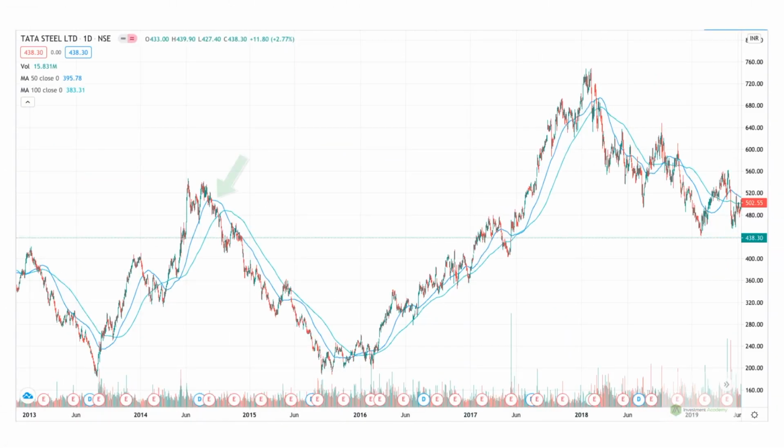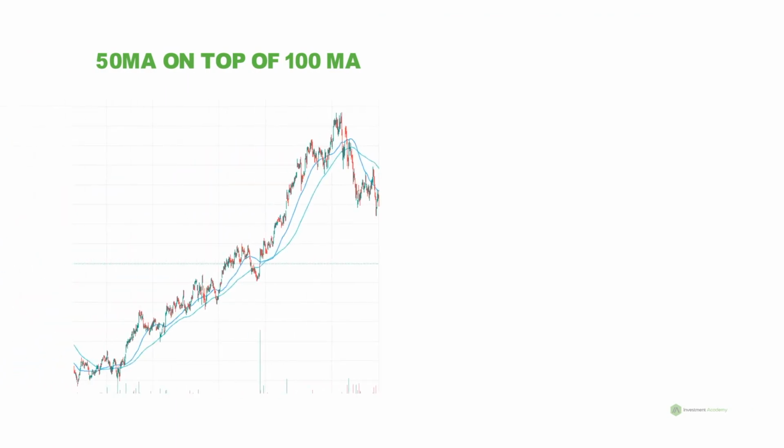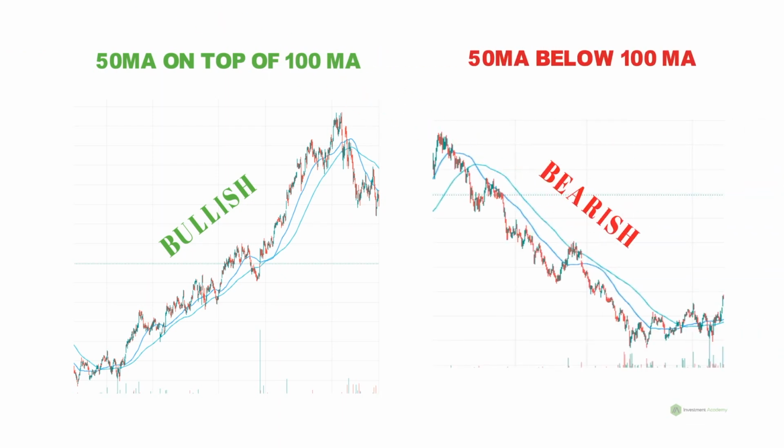Now, you can see that there are 2 line graphs that go along with the stock chart. And you can also see that these lines intersect at some points. So, how to analyze this? When the 50 moving average is on top of the 100 moving average, it signals a bullish trend. When the 50 moving average is below the 100 moving average, it signals a bearish trend.